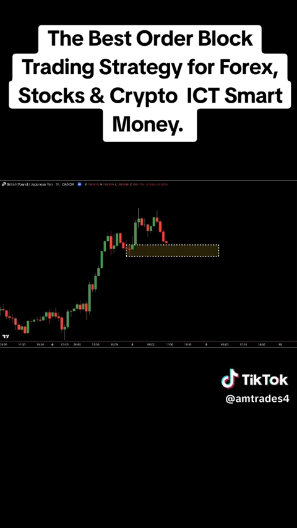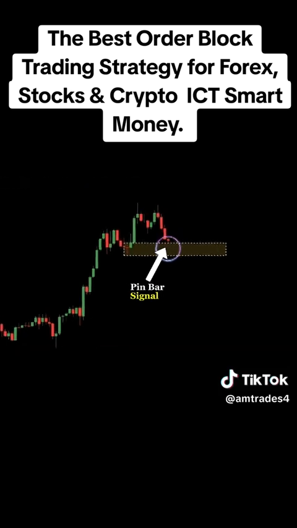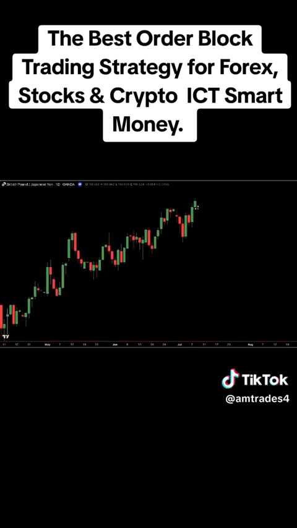Notice how price comes right back into the zone and then rejects it with a pin bar candlestick. That's our confirmation signal that buyers are defending this order block and the market is likely to continue upward. Since this setup is forming on the hourly chart, we need to confirm the bigger picture. For the 1 hour time frame, the higher time frame we use is the daily chart. So we switch to the daily, and what do we see? The structure is bullish, making higher highs and higher lows, perfectly aligned with our trade idea on the hourly chart.